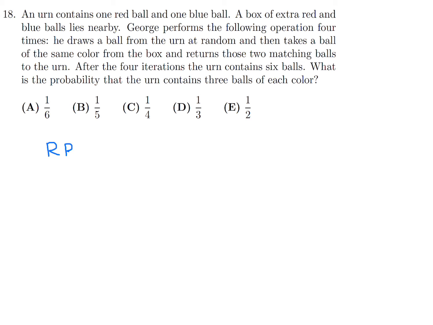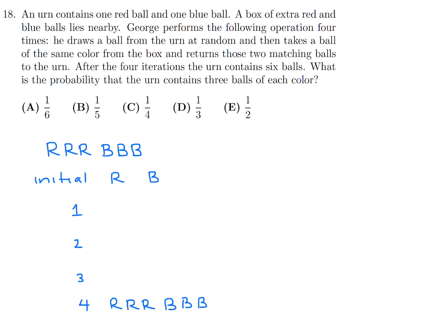So we want a final result that's R, R, R, blue, blue, blue. Now we initially started with just 1 R and 1 blue. So we have iteration 1, iteration 2, iteration 3, and iteration 4. And after the 4th iteration, we want this kind of scenario, 3R and 3B. Okay, that obviously means we've added 2 R's and we've added 2 blues. But that can be done in a few ways. You add an R, you add an R, you add a blue, you add a blue. That would do it.